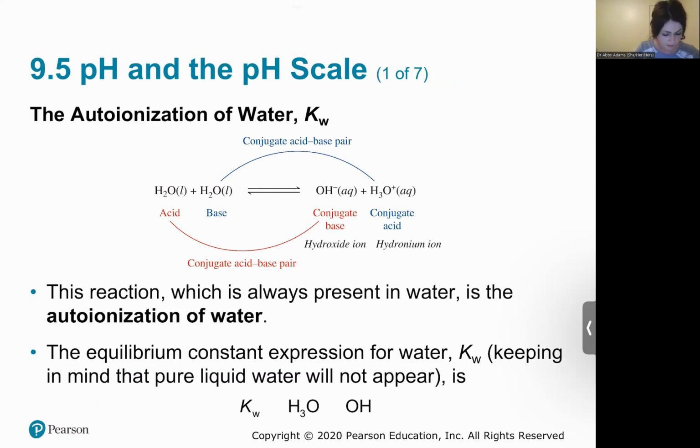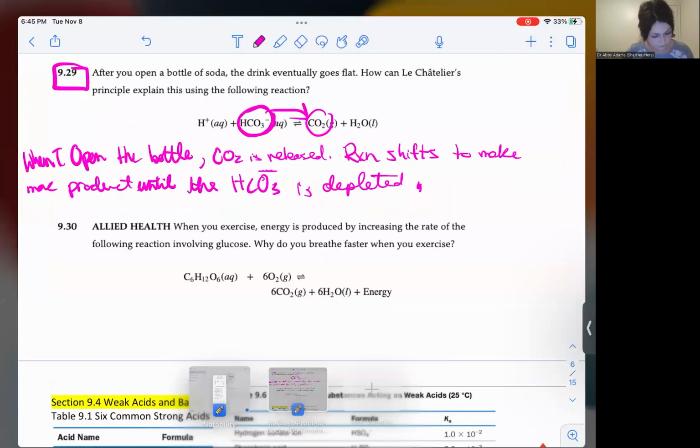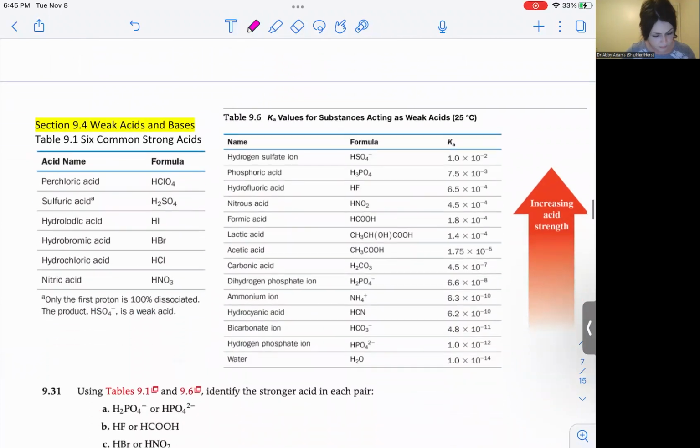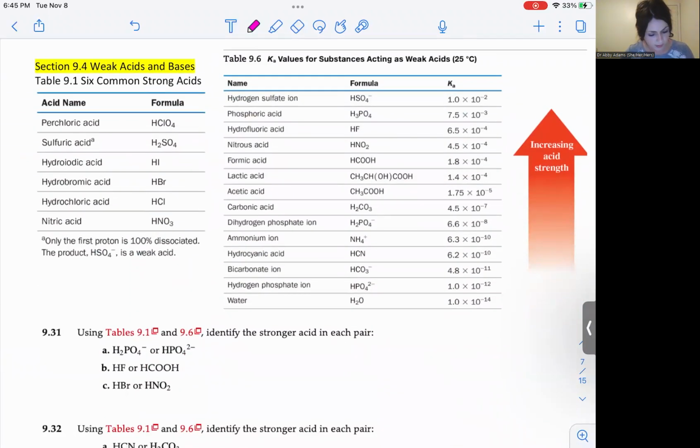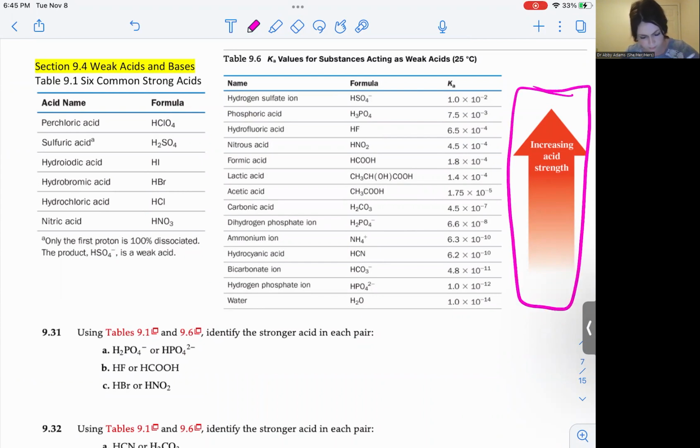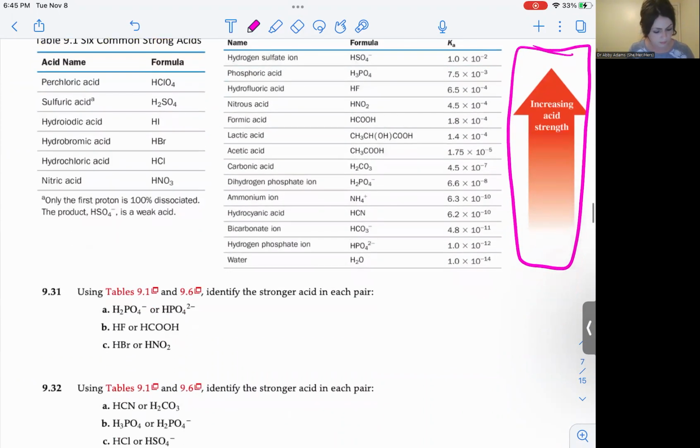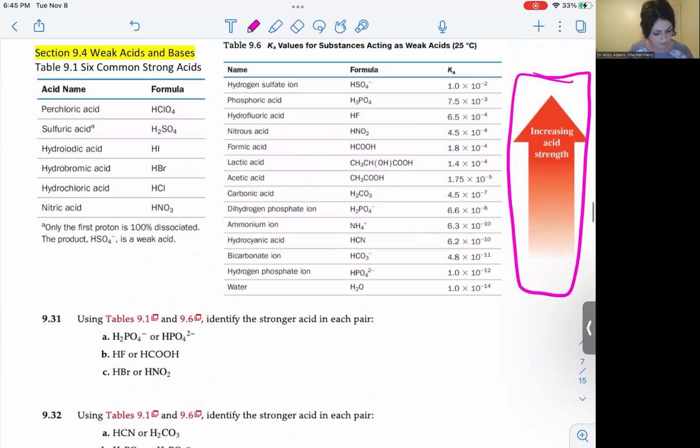So we're gonna wait on 9.5. We'll do that in just a minute, and we'll go ahead and work some problems. All right, so 9.4, you're gonna have these tables, but you're not gonna have this giant red arrow. All right, so let's work 9.31. Let's see. All right, I'll leave that table up.